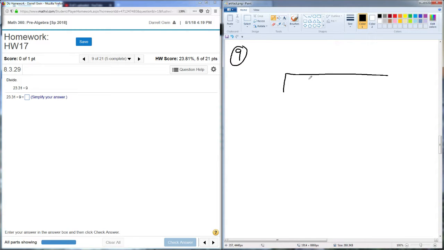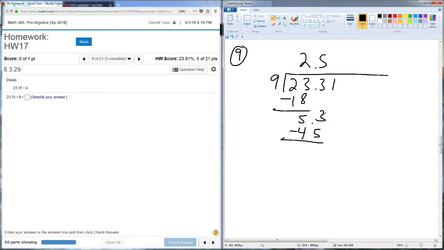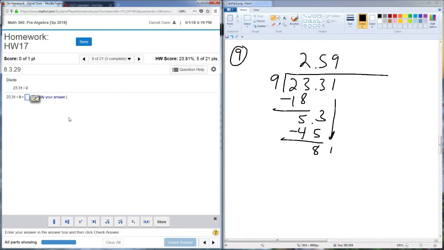First number always goes in the house, 23.31, and you're dividing by 9. 9 goes in 23 2 times, which is 18. Decimals lined up. That's a 5. 9 goes in 53 5 times, 45. Subtract, 8. Bring it down to 1. Perfect, 9. 2.59.